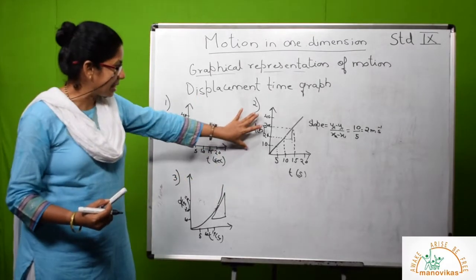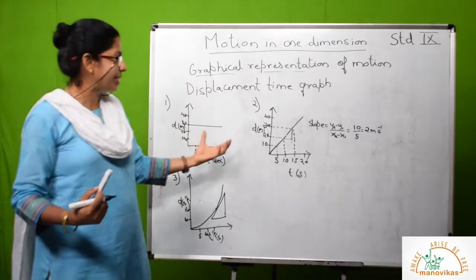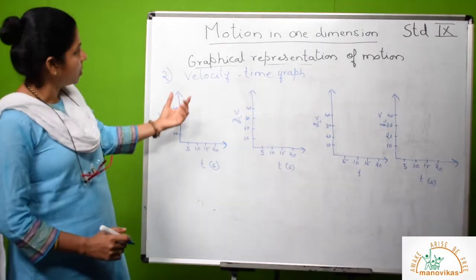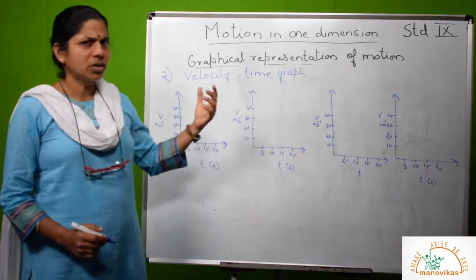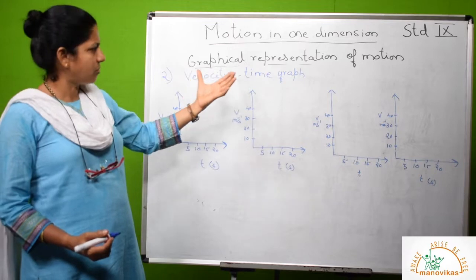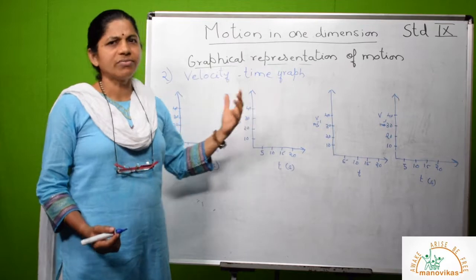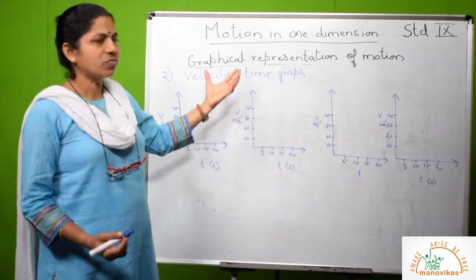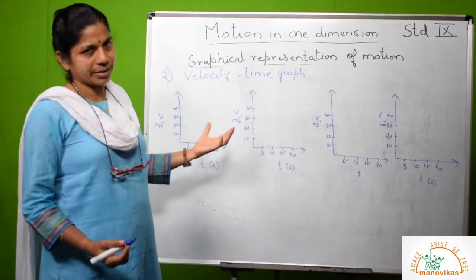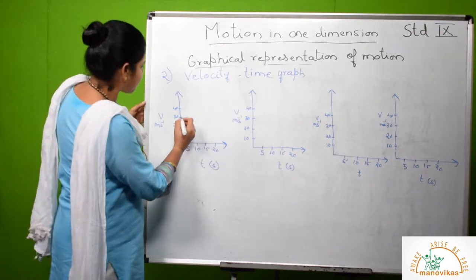So these are three graphs related to displacement time, which help you in understanding or in finding the velocity of the object. Okay, the second type of graph which we are going to learn is the velocity time graph. Now, what information will such a graph give? From a velocity time graph, you can find the acceleration of the object as well as the distance covered by the object.